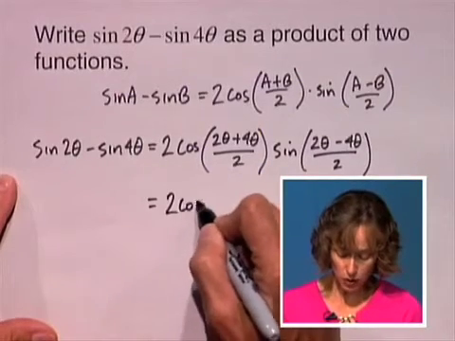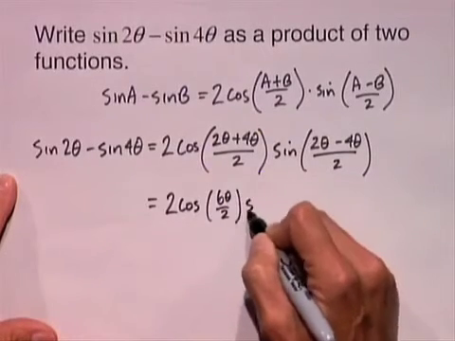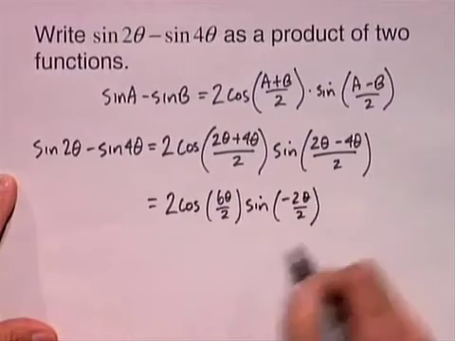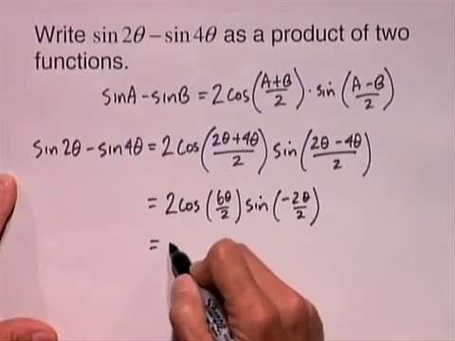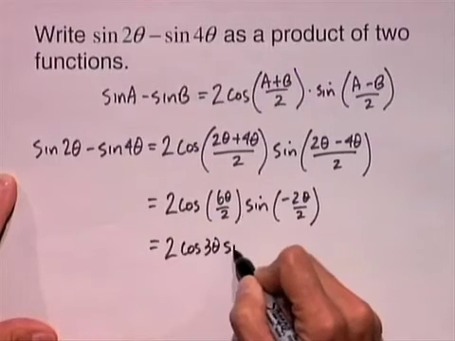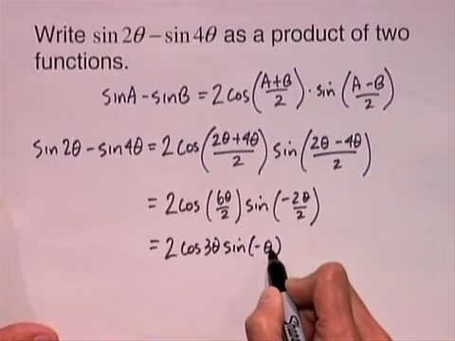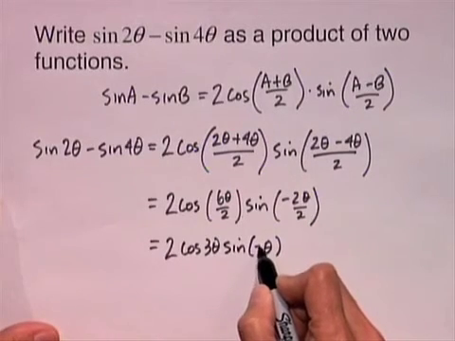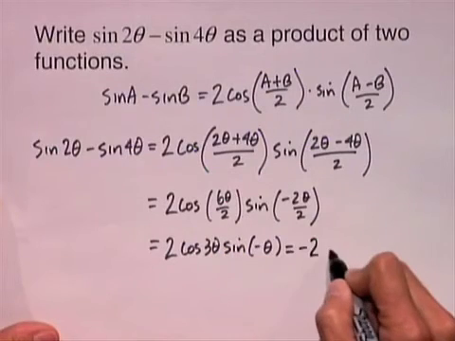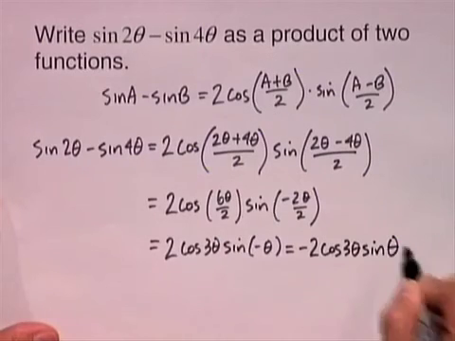So 2 cosine 6 theta over 2 times sine negative 2 theta over 2. Continuing, that's 2 cosine 3 theta sine negative theta. But sine of negative theta is negative sine theta. Pulling that negative out and bringing it to the left, this is negative 2 cosine 3 theta sine theta.